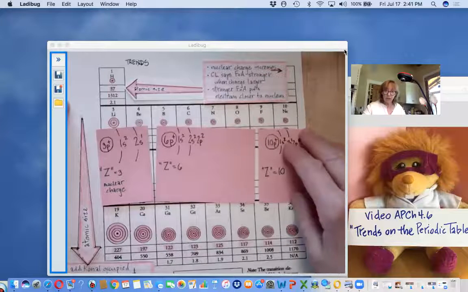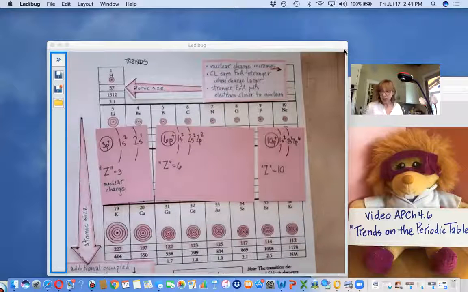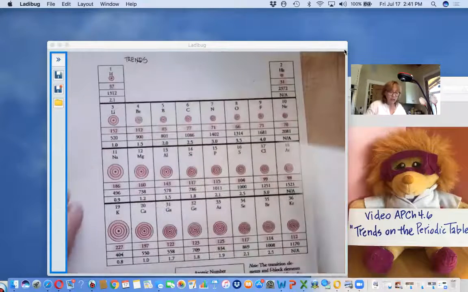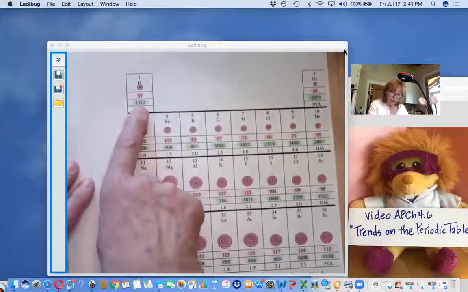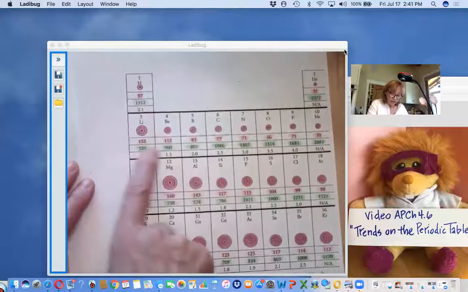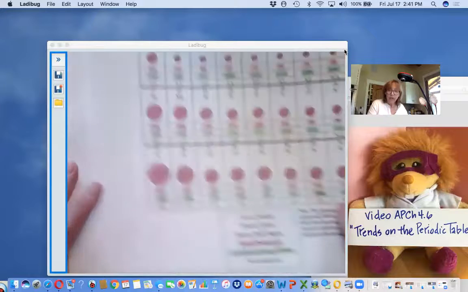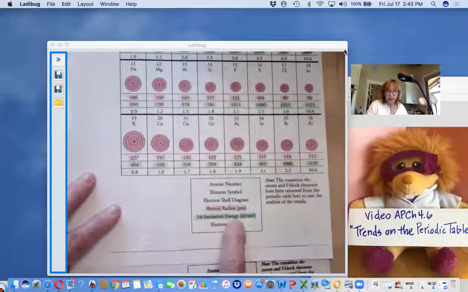All right. Now let's take a second colored pencil, and I want you in each of the boxes to color in the number right below the radius. I'm using green for this. These second numbers for each of the elements is the first ionization energy.